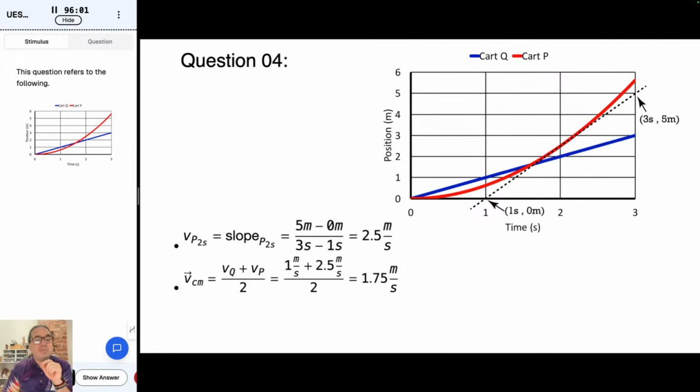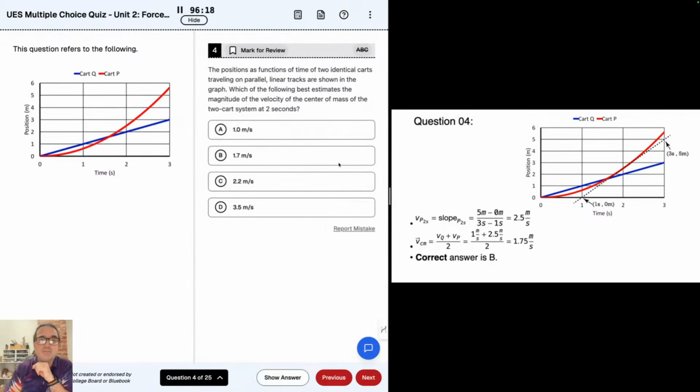Remember, our goal here is to figure out the velocity of the center of mass of the 2-cart system, and we figured out an equation for that. It is the velocity of Q plus the velocity of P, divided by 2. So 1 meter per second plus 2.5 meters per second, all divided by 2, or 1.75 meters per second. So the correct answer is B.